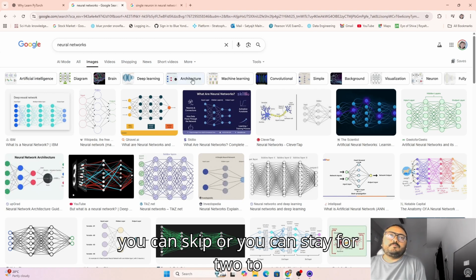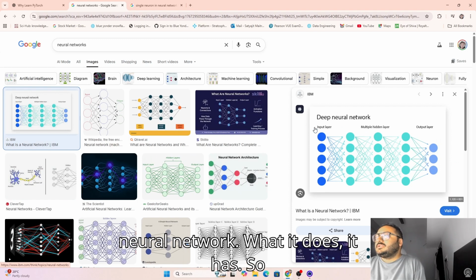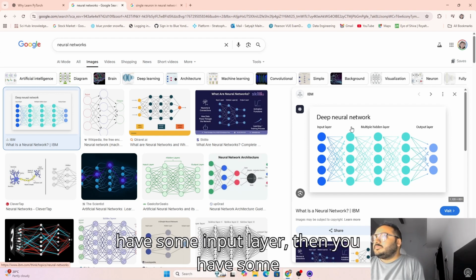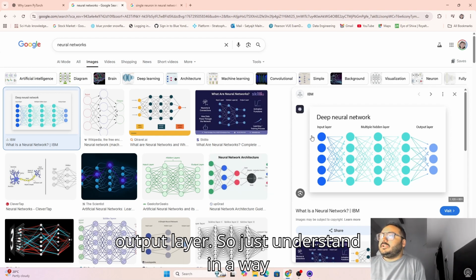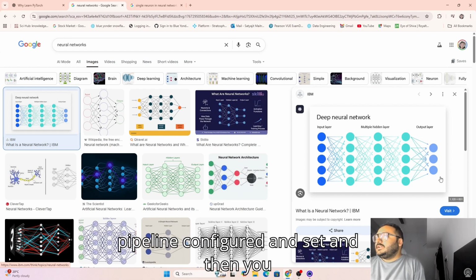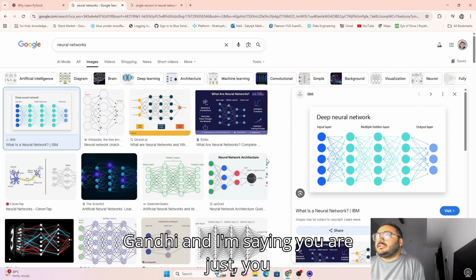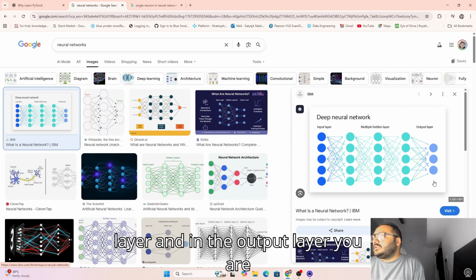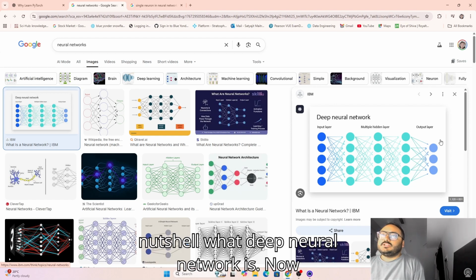Okay, so if you see, let's open any image. It's basically a deep neural network. Just understand the structure first. You have some input layer, then you have some hidden layer, and then you have some output layer. Just understand it in a way that you are providing input to some production pipeline. You have some pipeline configured and set, and then you have some output. So let's say I'm Rahul Gandhi and I'm saying you are just putting potatoes in this input layer, and in the output layer you are getting gold. Okay, so that is in a nutshell what a deep neural network is.